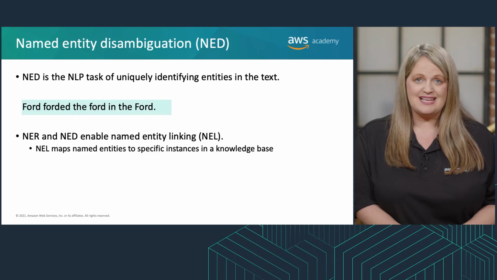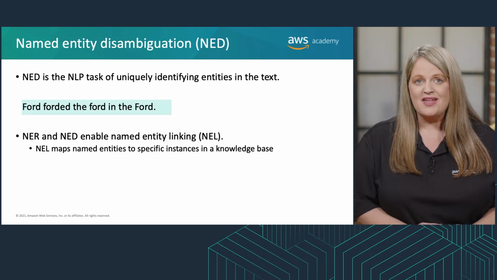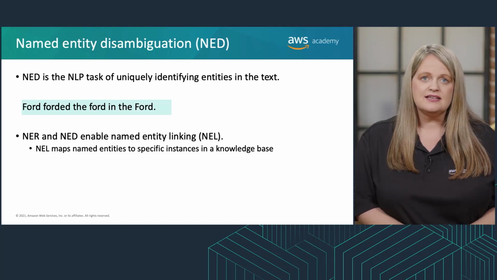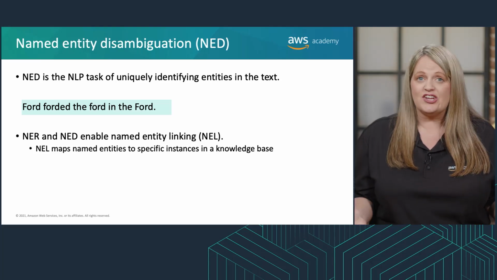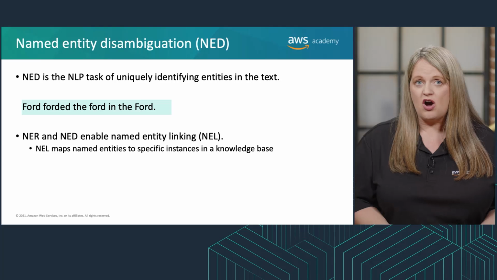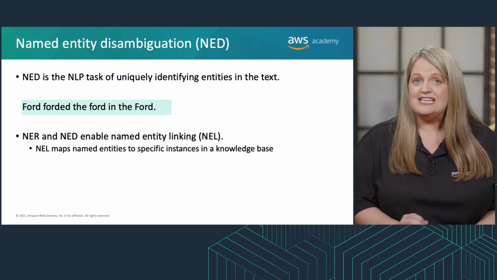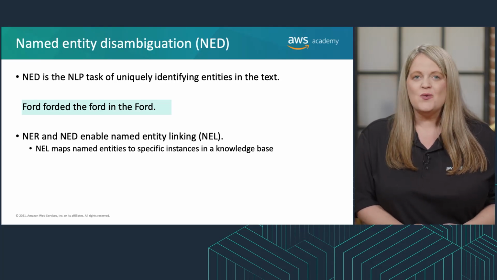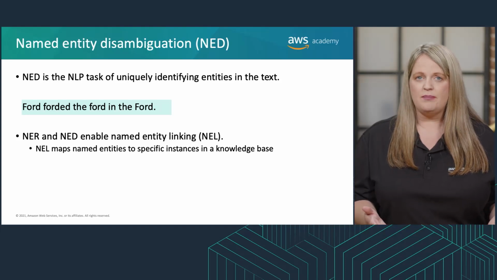The next NLP task is called Named Entity Disambiguation, or NED. This is the task of uniquely identifying entities in text. Consider this sentence: Ford forded the ford in the Ford. This sentence has a person, an action, a shallow body of water, and a car, all named Ford. To uniquely identify each entity, you first need to identify the entities of interest. With the entities identified, you can then link them to more data on the topic.